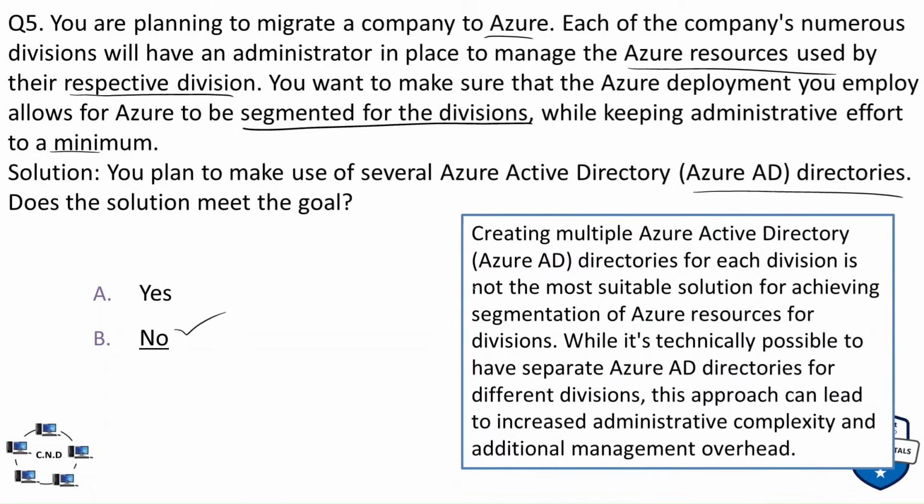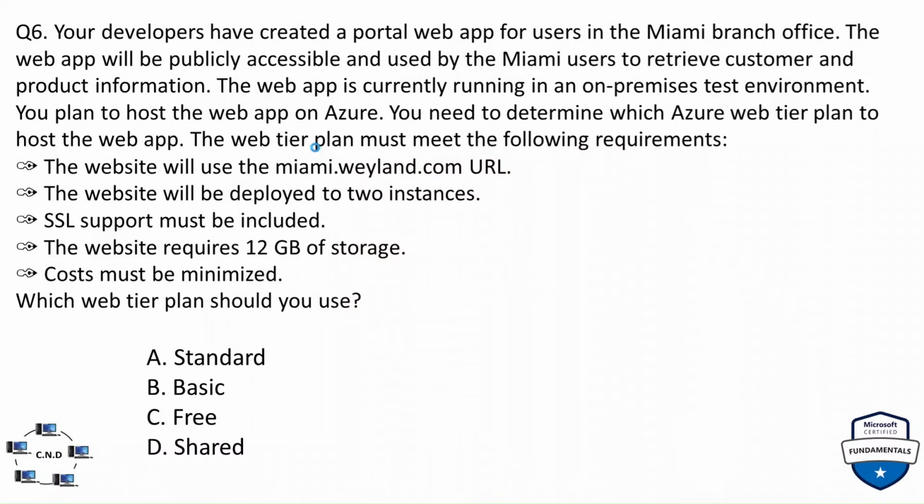And why is that? It is because creating multiple Azure Active Directories for each division is not the most suitable solution for achieving segmentation of Azure resources for divisions. While it is technically possible to have separate Azure AD directories for different divisions, this approach can lead to increased administrative complexity and additional management overhead. So, this solution is not the perfect or preferable solution.